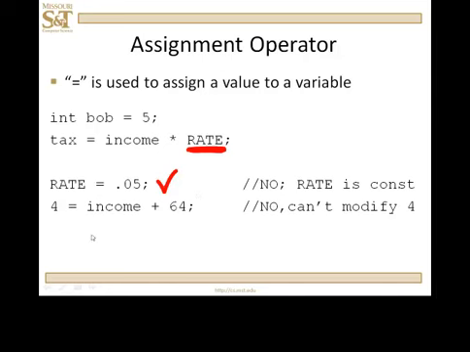And in the fourth example, I have 4 is equal to income plus 64. Well, I'm trying to assign to the left-hand side a value that is not 4. I can't modify 4. I can't change 4. The compiler won't let me change a constant literal.